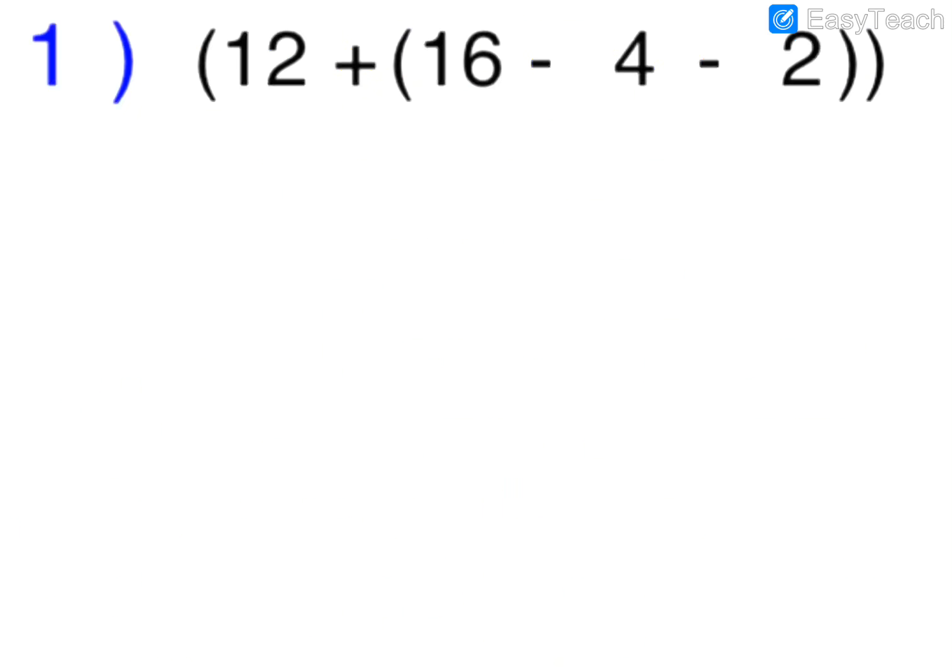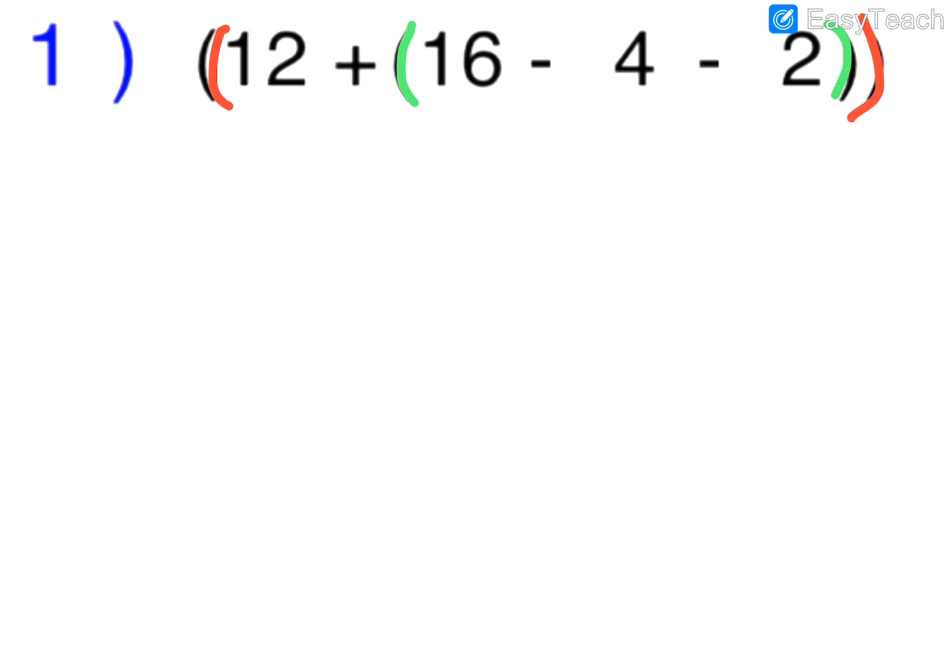Our first problem looks like 12 plus 16 minus 4 minus 2, but of course we have some grouping symbols here, and so you want to look to see if you have parentheses or brackets. And since we have parentheses, we actually have two sets. We have this set, and then we also have this set. Because we have parentheses inside of a group of parentheses, you want to work the inside out. So you're going to start from the inside out.